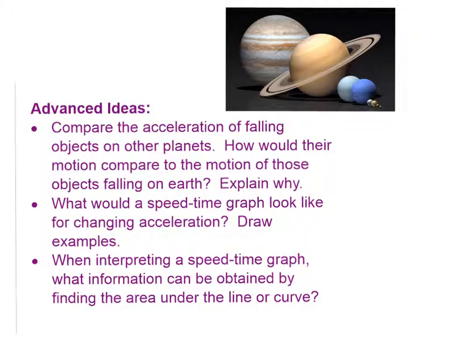Here are a few ideas. If you want advanced proficiency, how does the acceleration due to gravity compare on different planets? How would objects fall differently, and why? What would a speed time graph look like for changing acceleration? Or better yet, draw an example of acceleration versus time graph for different kinds of acceleration. How about when you interpret a speed time graph? What information can be obtained when you find the area under a curve or a line?